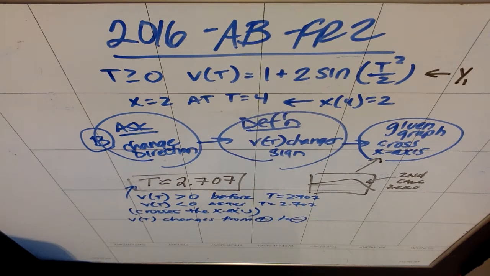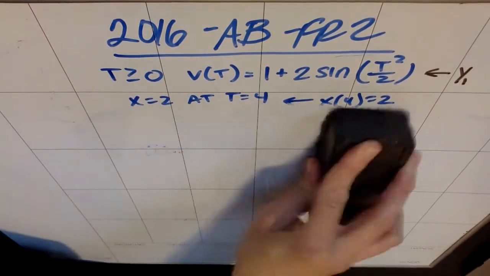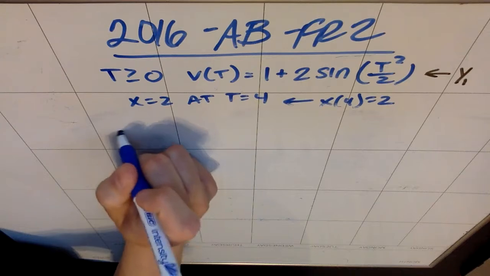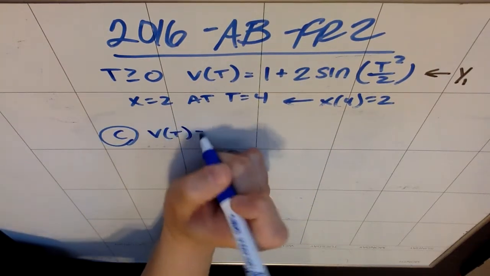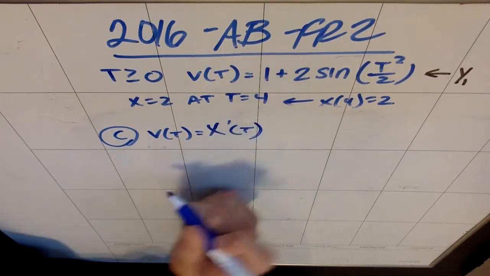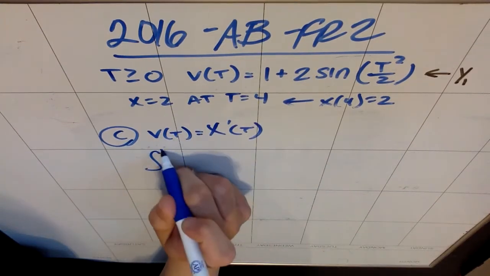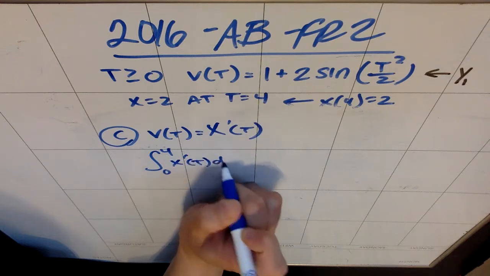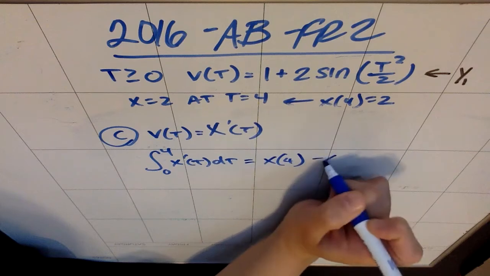All right, cool. Part C. Find the position of the particle at time t equals 0. So this is a first fundamental theorem of calculus problem. For part C, we know that v of t is the same as x prime of t. So I know x of 4, and I want x of 0. So if I were to integrate from 0 to 4 of x prime of t dt, by the first fundamental theorem of calculus, when I integrate x prime, I just get x. So I get x of 4 minus x of 0.